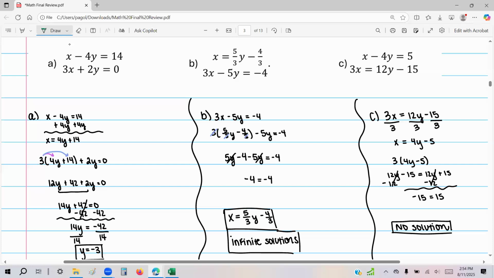When you get y, you come back to the x and you replace. So that y, you replace here, and then you get the x value. 4 times negative 3 plus 14. So 4 times negative 3 is negative 12. Negative 12 plus 14 is 2. So the solution is x equals 2, y is negative 3.